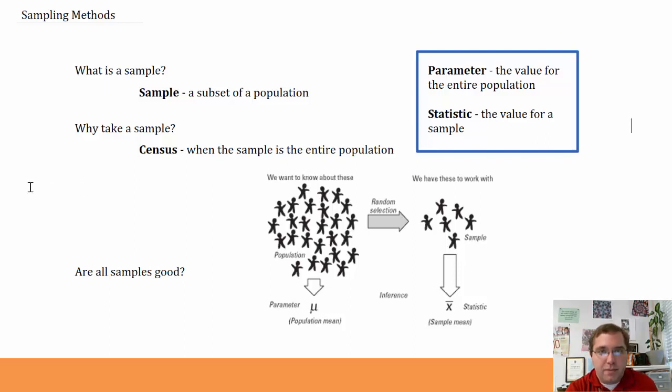Why do we take a sample at all? Why don't we just count every single person in the population? That would be called a census, when the sample is the entire population itself. That's incredibly impractical and expensive to do unless you have a really small population. And you're probably going to do it imperfectly. You're probably going to miss somebody or count somebody twice. And so we generally don't take a census unless, again, our population is small.